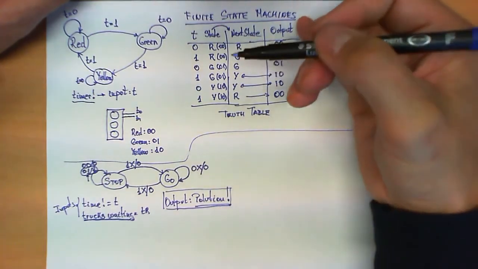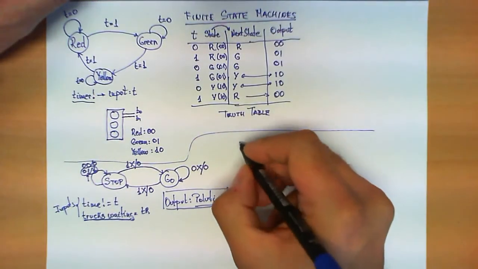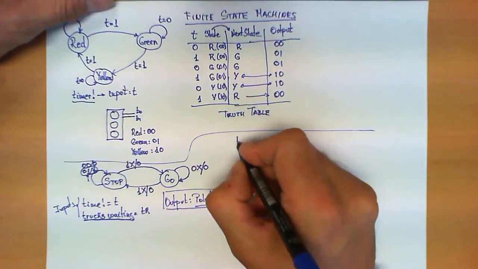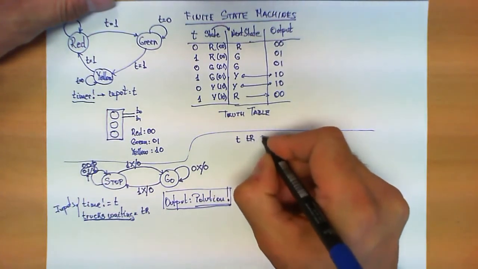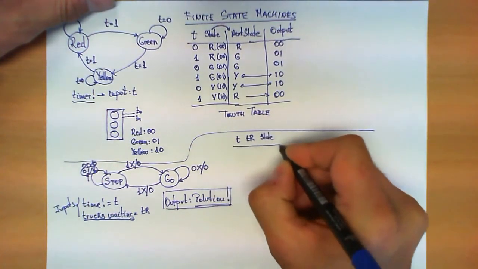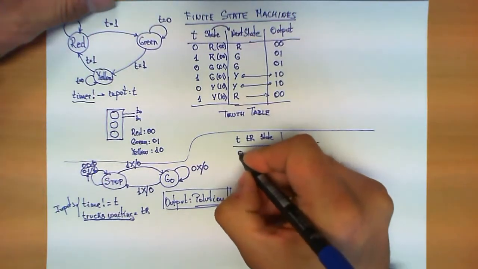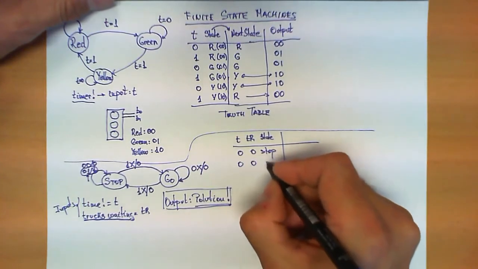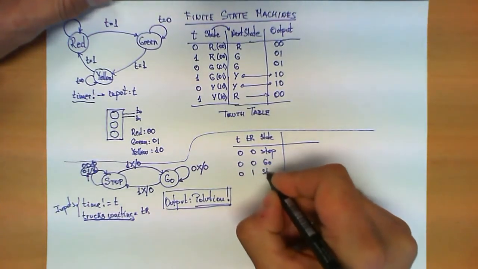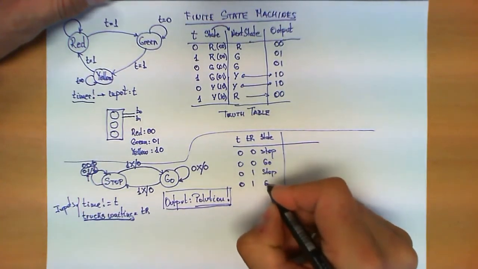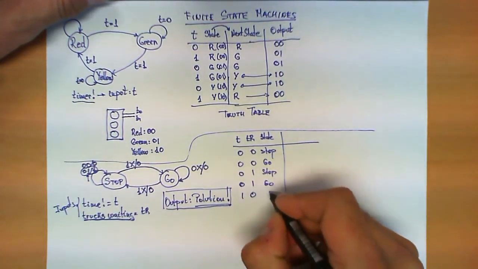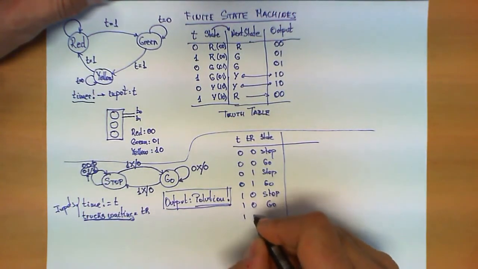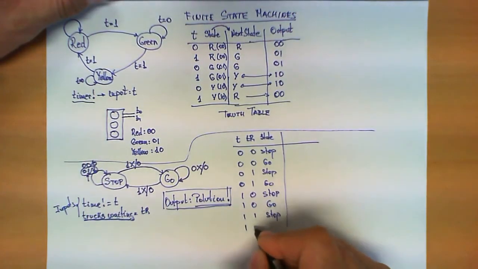Now, analogously to how we did it here, we can write a truth table in which we write all possible 8 cases, which is what is the value of t, what is the value of trucks, and what is the value of the state. And then we write 8 cases: 0, 0 stop, 0, 0 go, 0, 1 stop, 0, 1 go, 1, 0 stop, 1, 0 go, 1, 1 stop, and 1, 1 go.